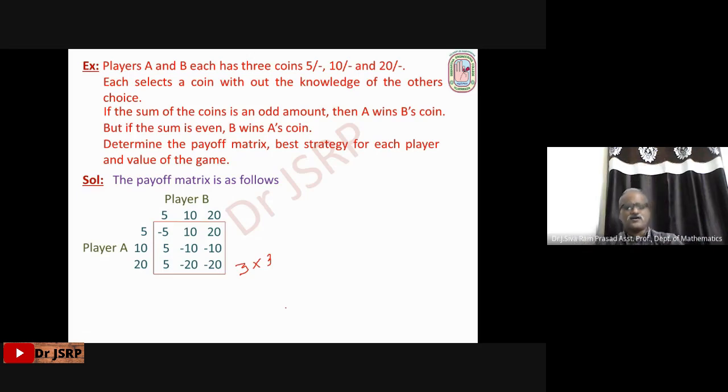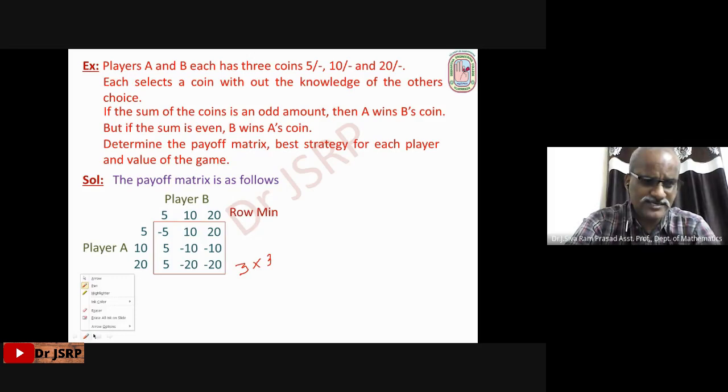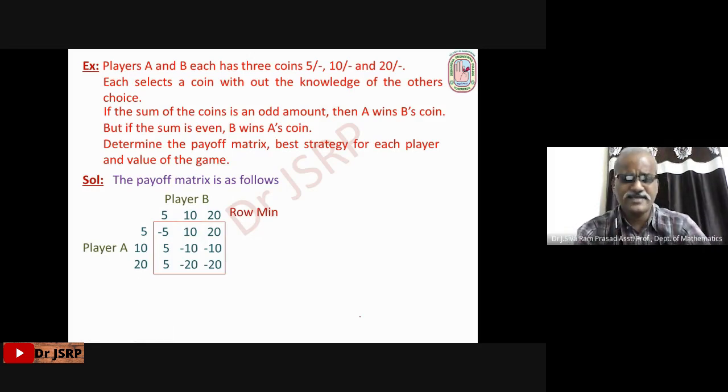Right. How do you solve this problem? First, we check whether the game has a saddle point or not. For that, calculate row minimas. First, calculate the maximin value. For that, calculate row minimas.